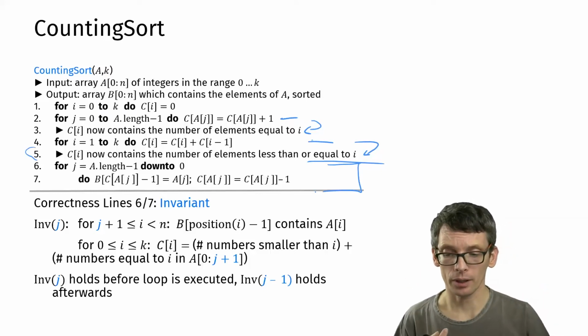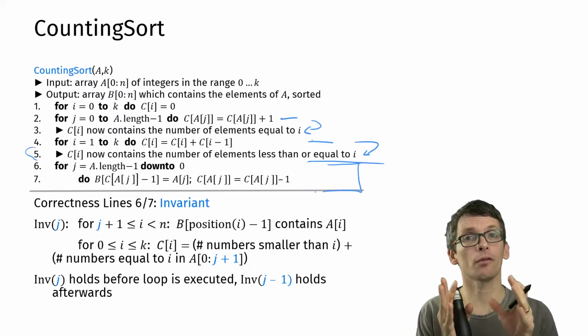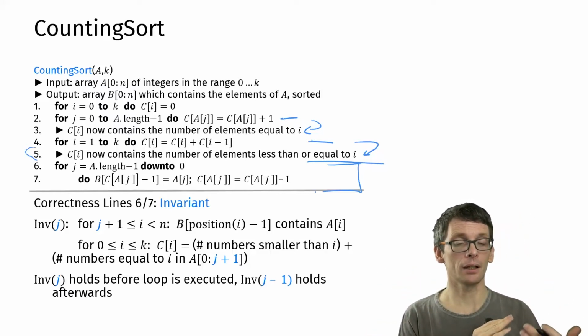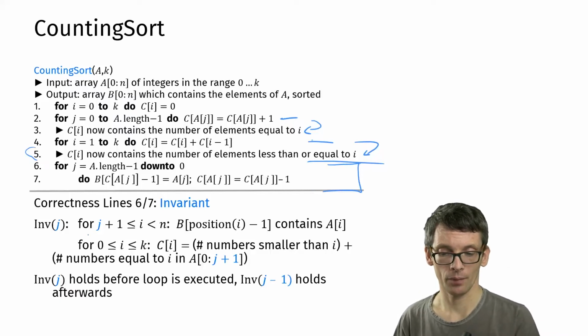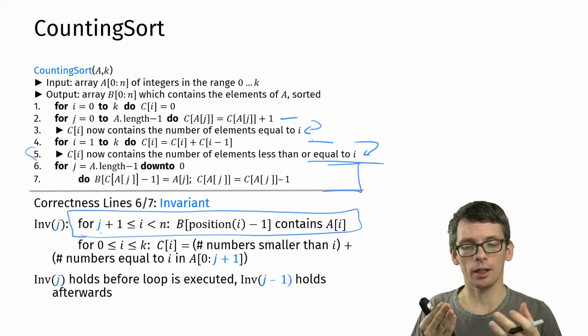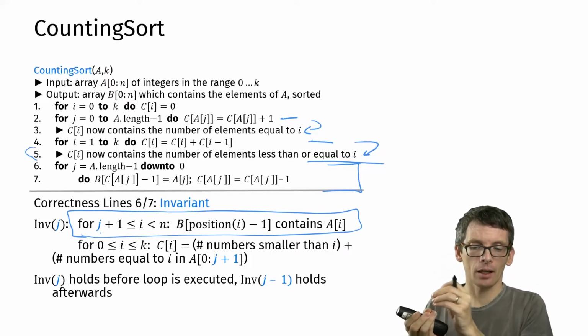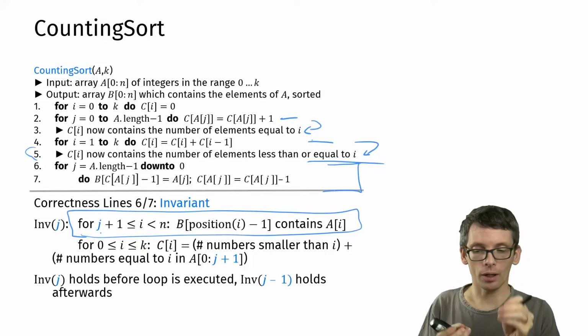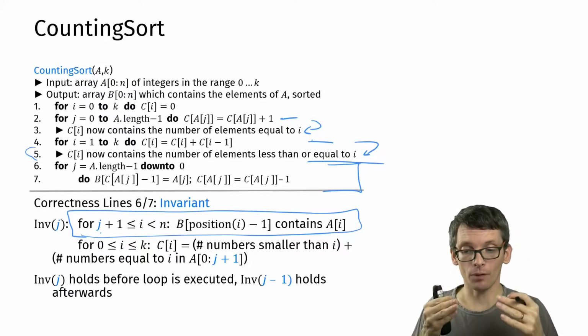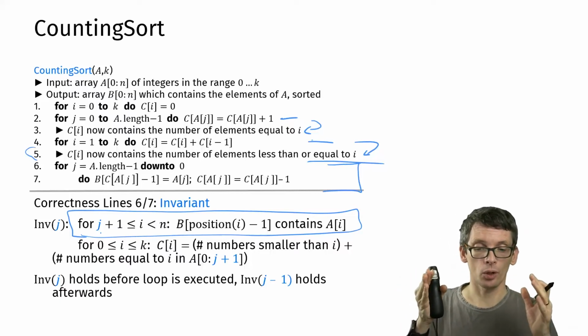The invariant is the following. The invariant essentially says everything that we've placed so far in B has been placed correctly. That is this first part. Additionally, what we want to have from C is that C_i is the number of elements smaller than i plus the number of elements equal to i in the array A from 0 to j plus 1.